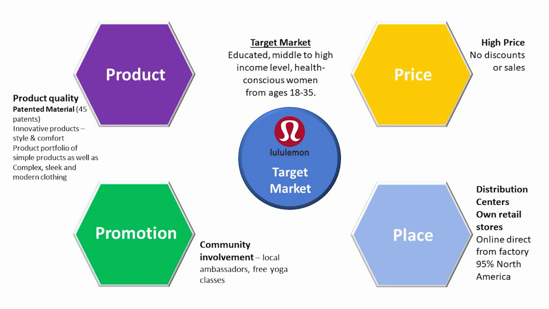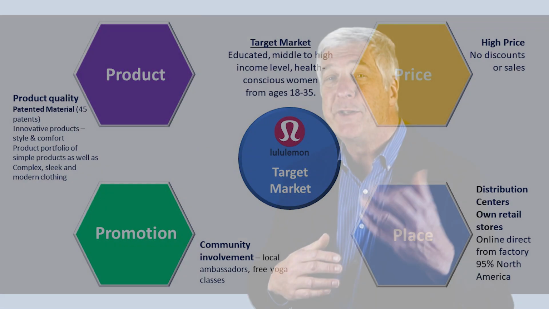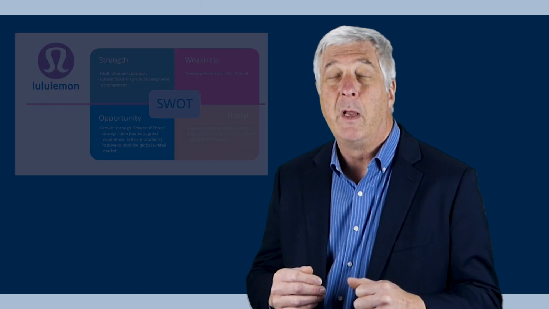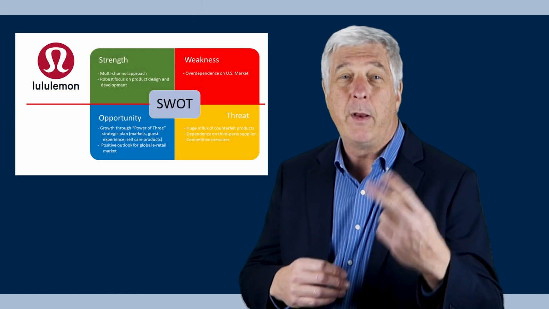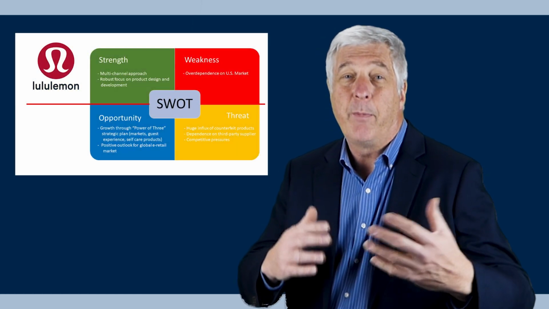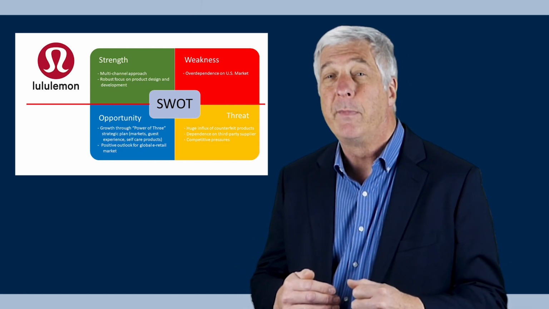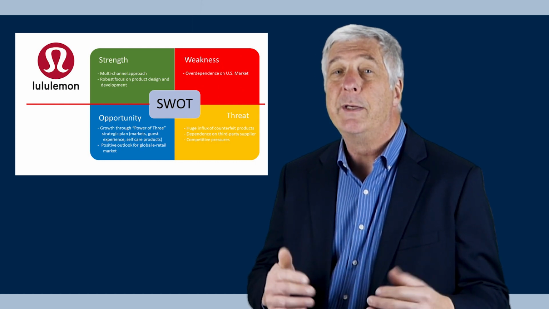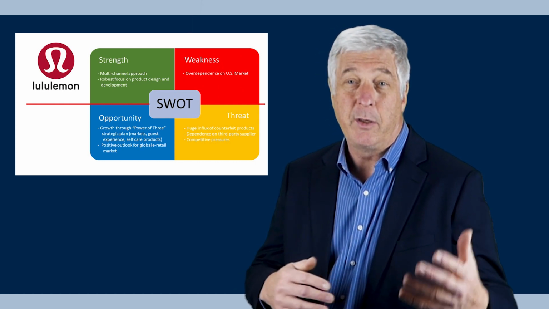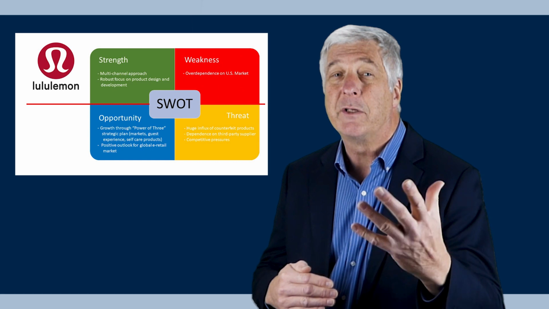Their weakness, however, is their overdependence on the U.S. market, where they currently have 65% of their stores. They also have a dependency on one third-party supplier that could become a problem if they cannot meet their product demands or have issues in their manufacturing. The other major threat is the competitive pressure from other boutique yoga apparel retailers and the influx of counterfeit products.